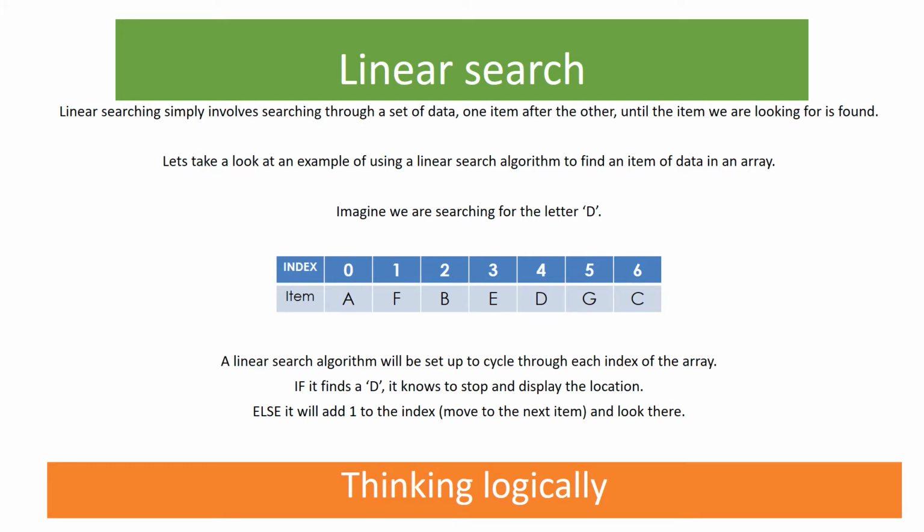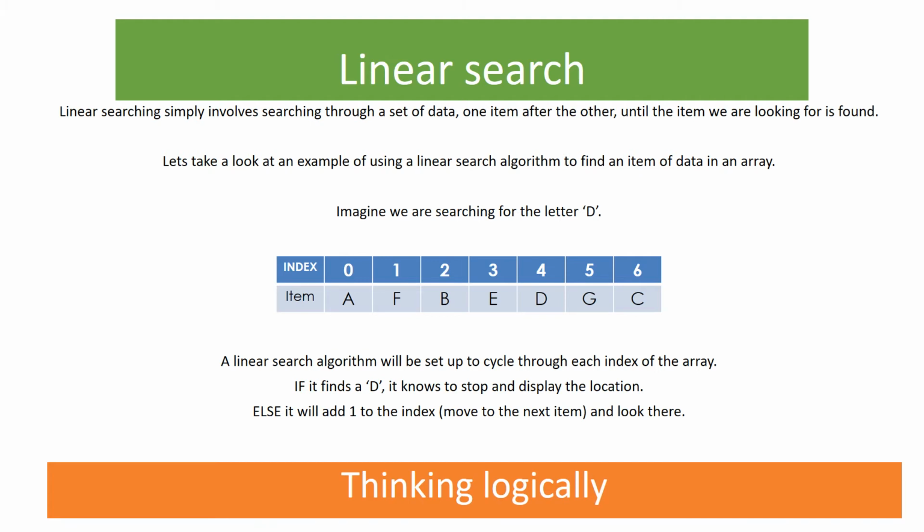Here we've got an array. It's got 7 items in it. Each item has an index. We know that because they start at position 0. A linear search would iterate through the list and cycle through the list to find that element in the array. If it finds that element, it would display the location.